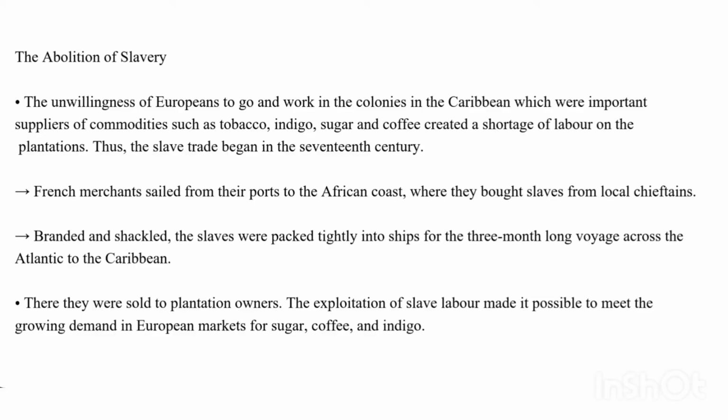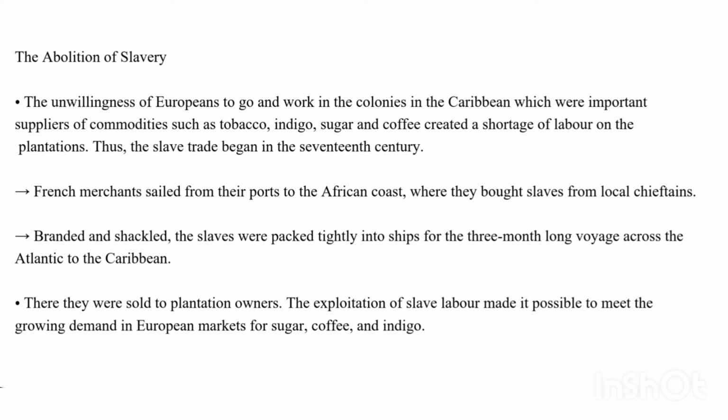Let's revise today's topic, the abolition of slavery. The unwillingness of Europeans to go and work in the colonies in the Caribbean, which were important suppliers of commodities such as tobacco, indigo, sugar, and coffee, created a shortage of labor on the plantations. Thus, the slave trade began in the 17th century.